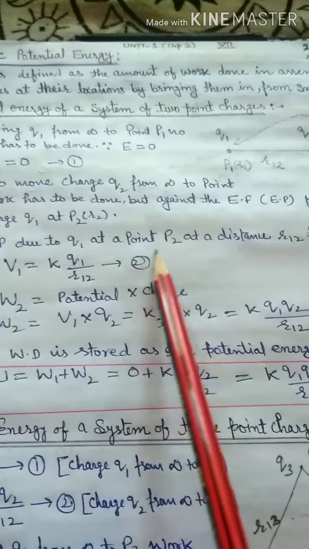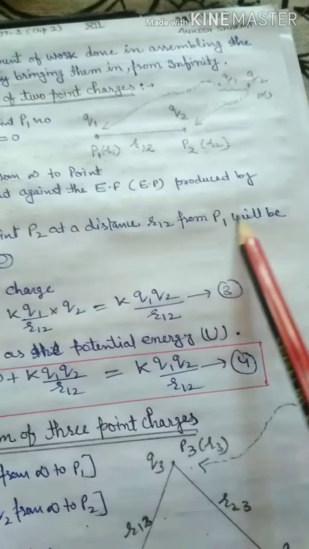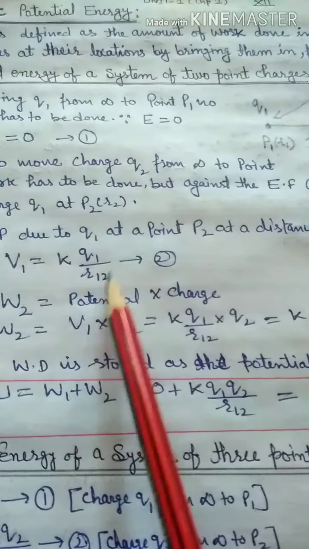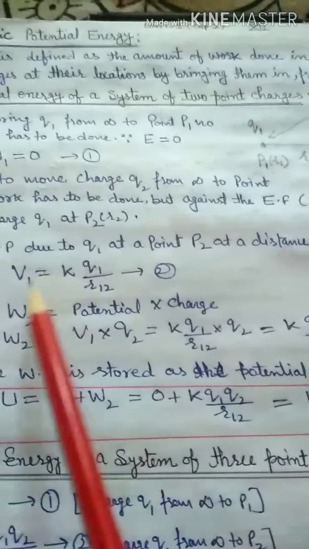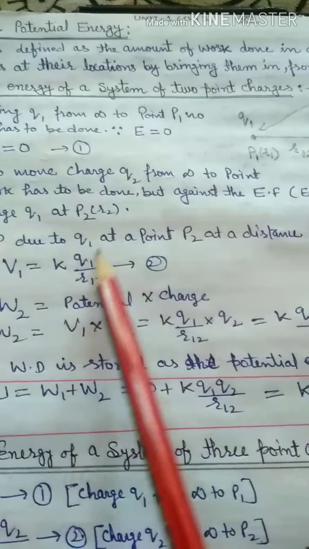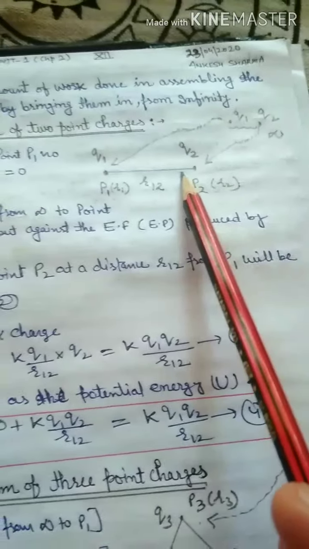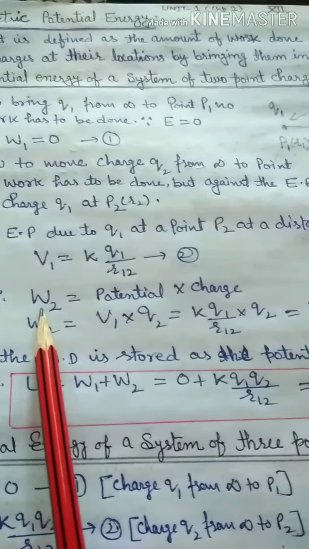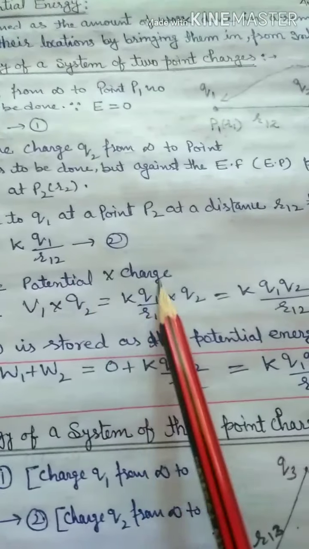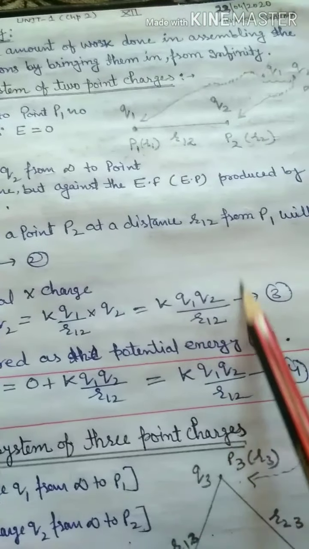Therefore the electric potential at point p2, at a distance r12 from p1, will be the potential v1, that is k q1 upon r12, because potential is k q by r, where r is r12 here and the charge is q1. Therefore the work done to move q2 from infinity to point p2 is w2, that is potential multiplied by charge. The potential at point p2 is k q1 upon r12, times q2, so w2 is k q1 q2 upon r12.